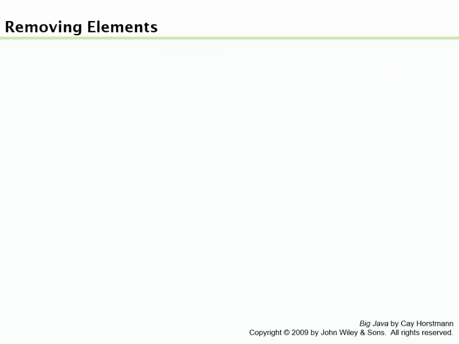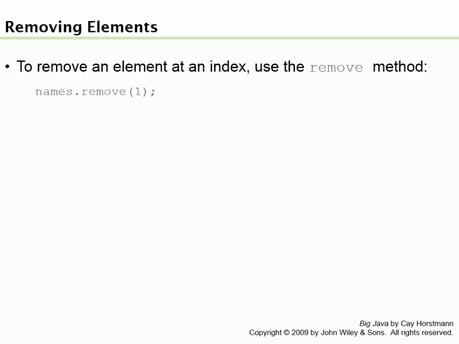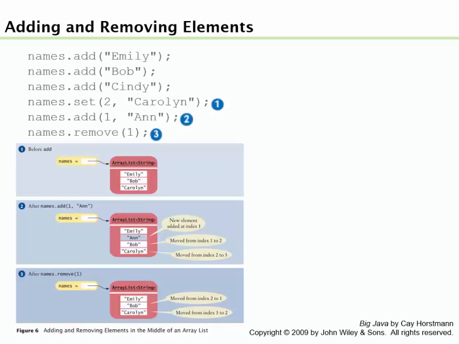Say you want to remove an element. Simple. You say names.remove, and you pass in the index you want to remove. That's simple enough.